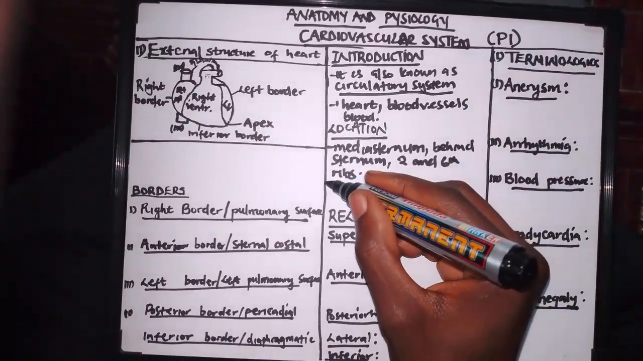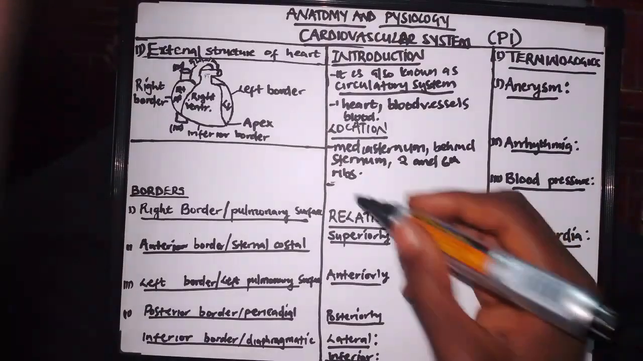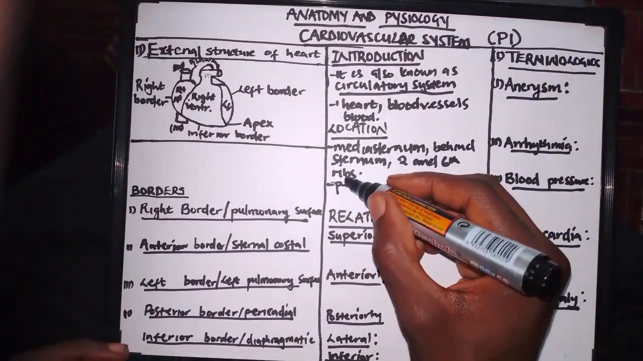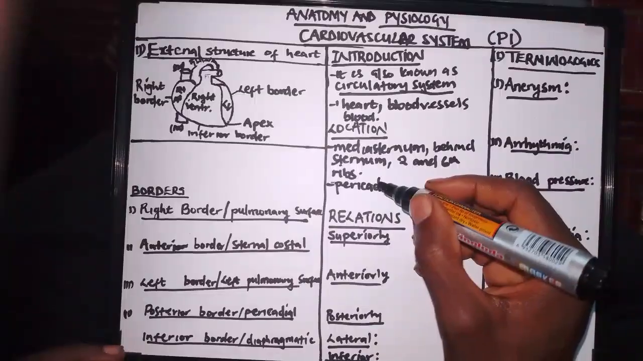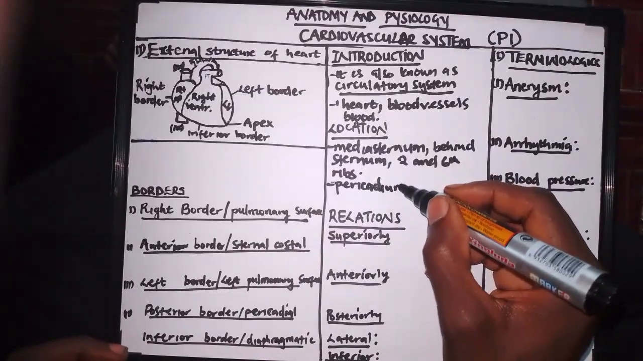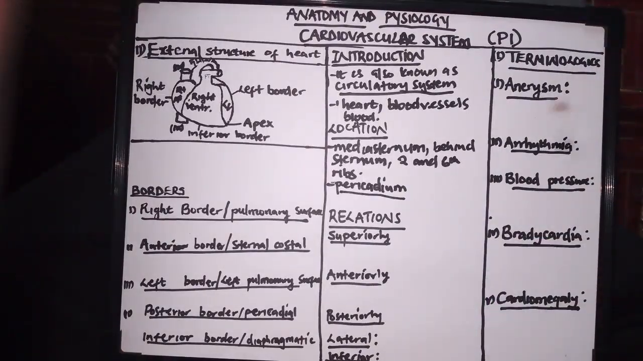Then you also need to talk about the covering of the heart. What covers the heart? The heart is covered by a sac which is known as the pericardium. So the pericardium is what covers the heart.